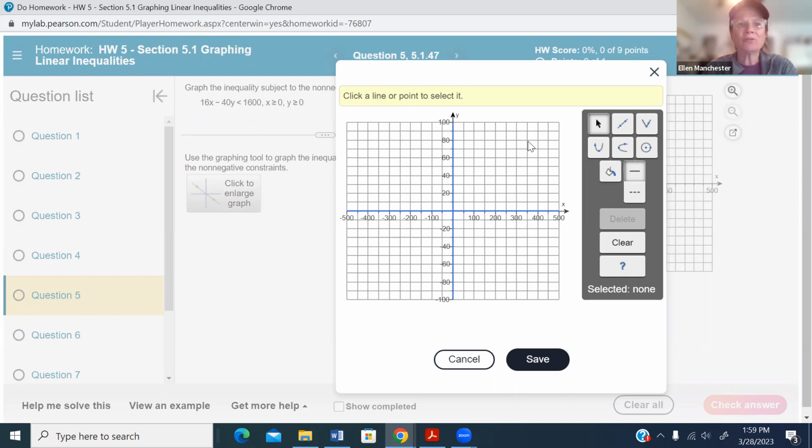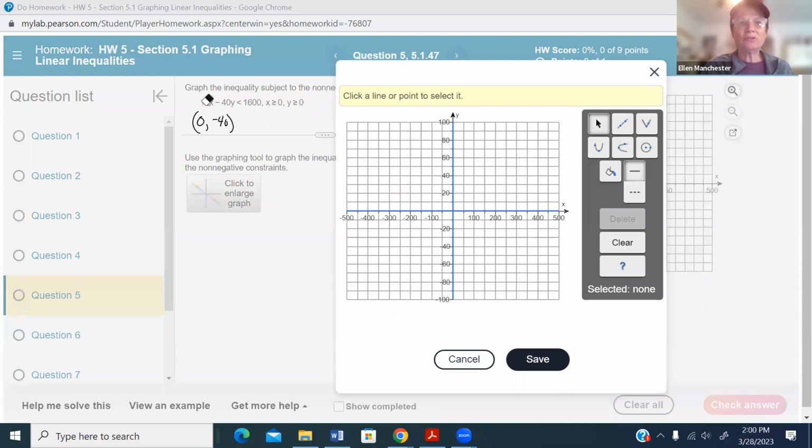So now you're going to come over here. You're going to do your cover up method, just like what we've done before. We're going to cover up the x, which means our x is 0. So we're going to go 1600 divided by negative 40. And we get our y is going to be negative 40. So this is our y-intercept.